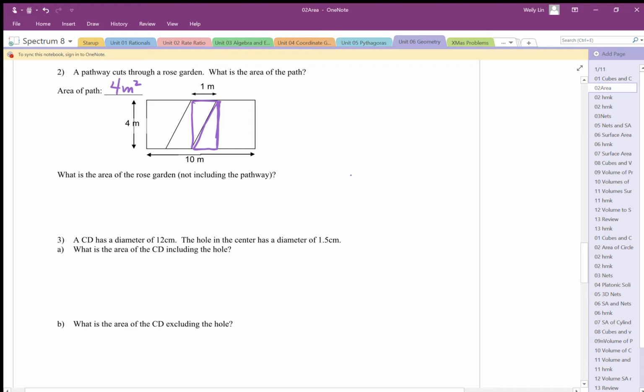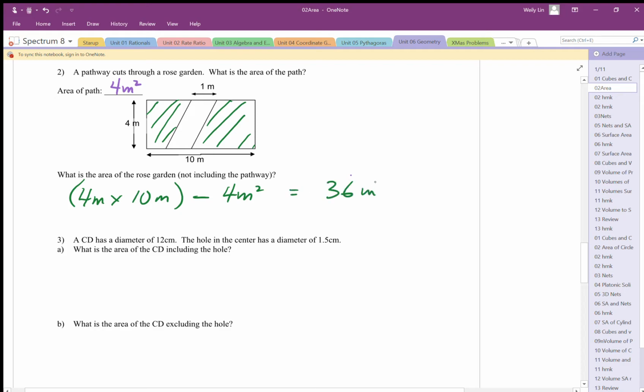If I want to figure out the area of the garden without the pathway, this garden area, which I'm going to shade in green, well, it's just going to be the whole area. So I can do 4 meters times 10 meters. That's 40 meters squared. And I can take away the path of 4 meters squared. I'm going to end up with 36 meters squared.